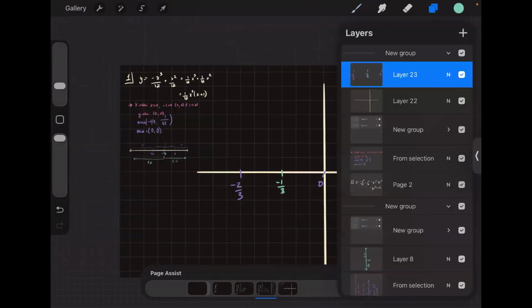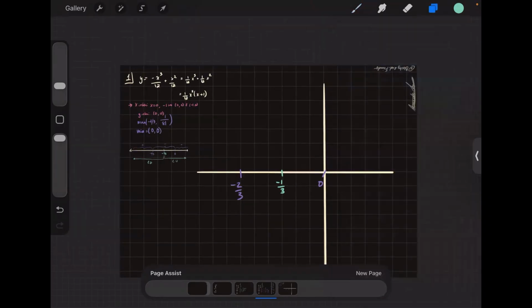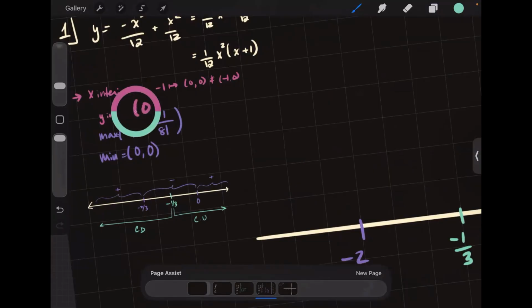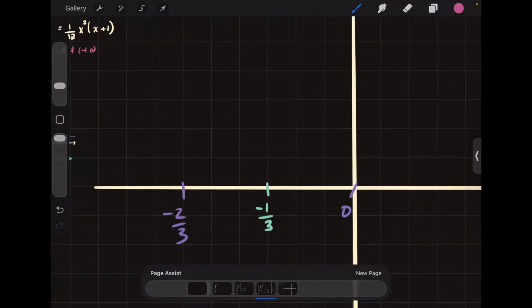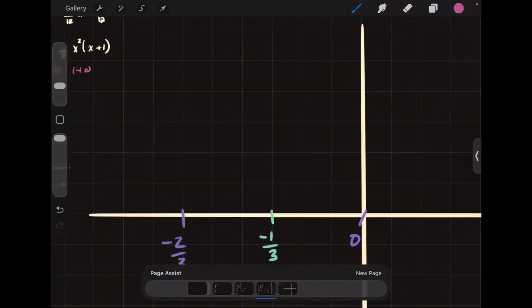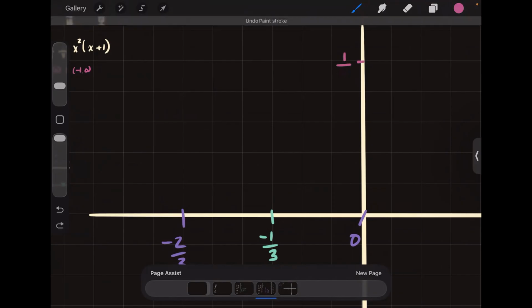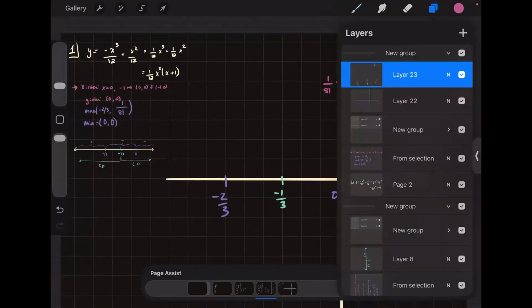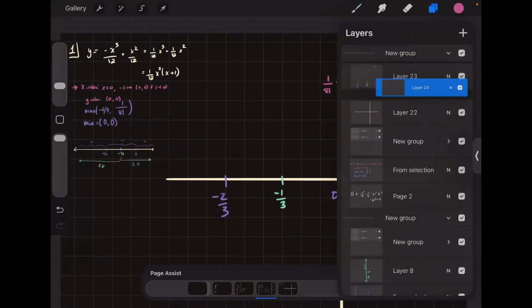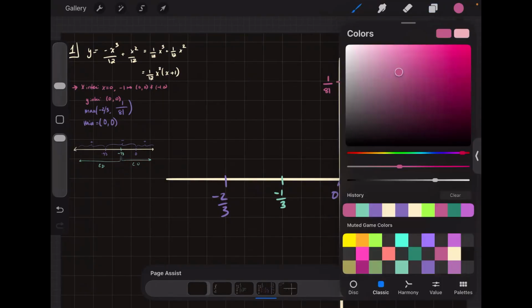Right? And then we're going to put in our maxes. So we have a max at y equals 1/81, which is really small. But for the sake of zooming in, I'm going to put it right here, okay? And we have our min at 0, 0. Okay, now we can in good faith start graphing.